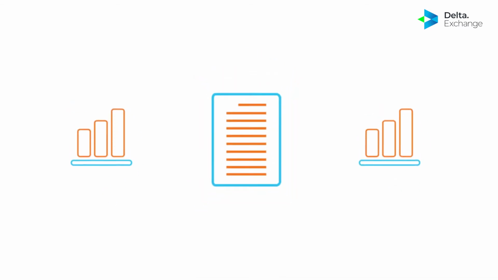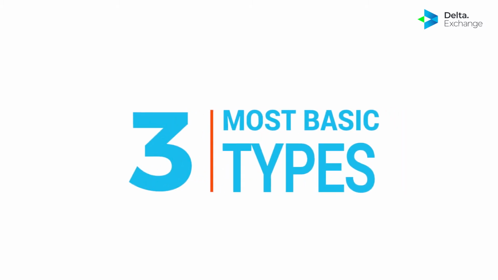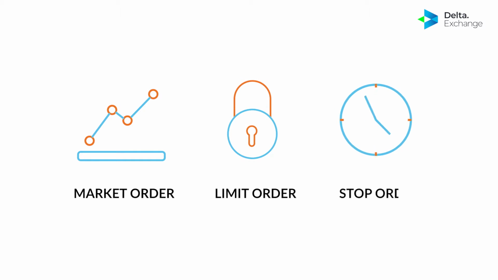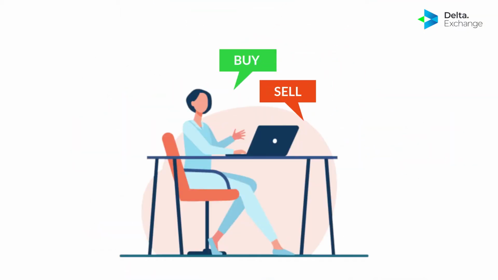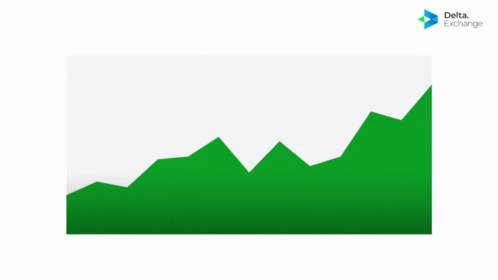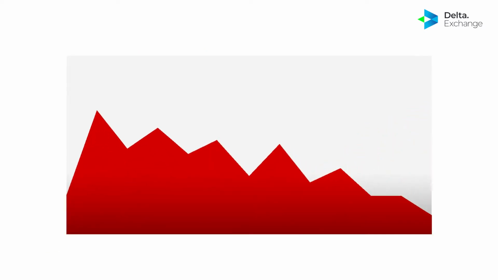Crypto order types are instructions to exchanges on how a trade should be executed. The three most basic types of crypto orders are market order, limit order, and stop order. If you want to buy or sell crypto immediately, you place a market order. However, the high volatility of the crypto market can translate into a loss for you with a market order.